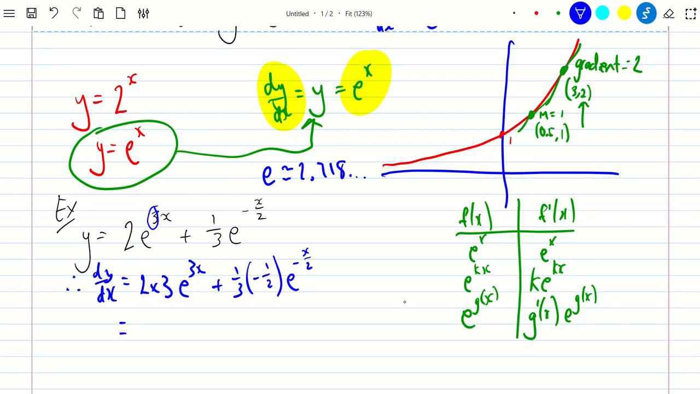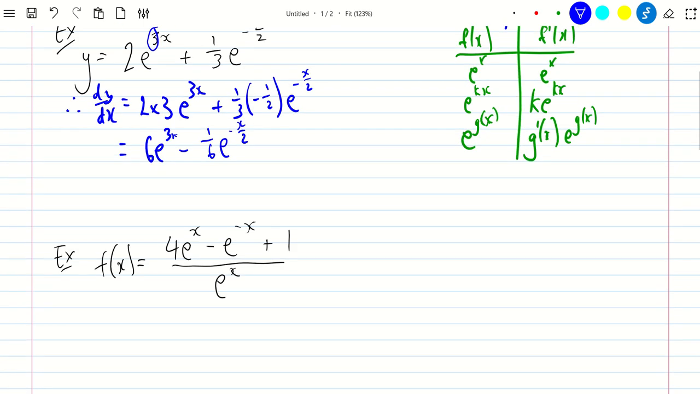If we just tidy that up, 2 times 3, that's just 6e to the 3x. And tidy that last bit up: double x, right? And then minus 1/6 e to the -x over 2. Okay, so the powers, if the constants just pop down the front, nice and easy for that one. Okay, let's have a look at another.